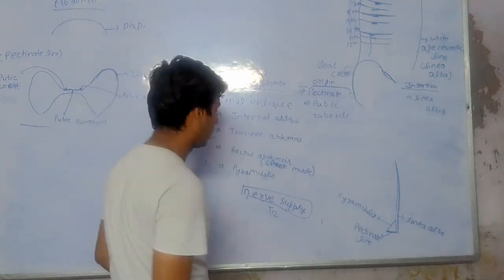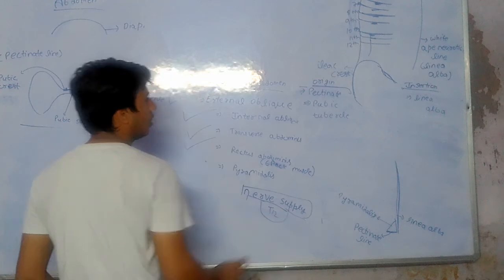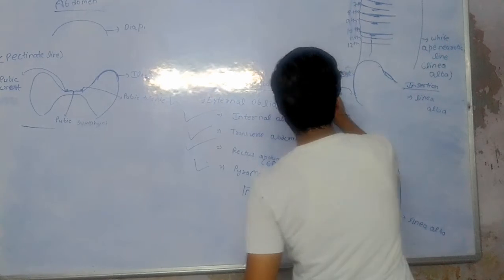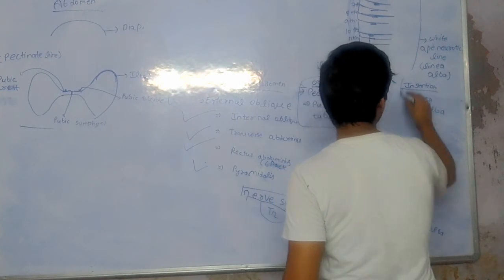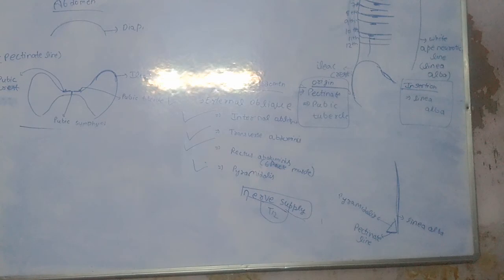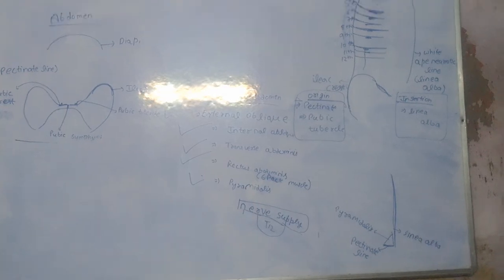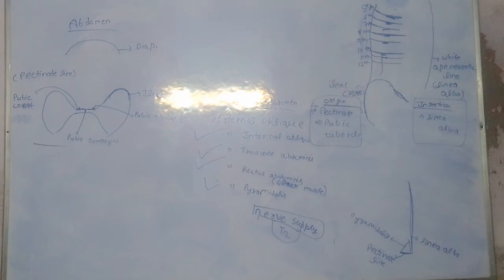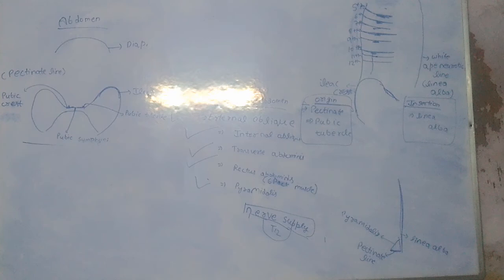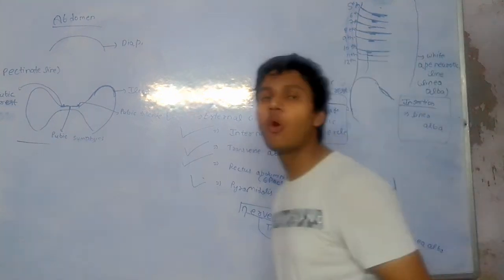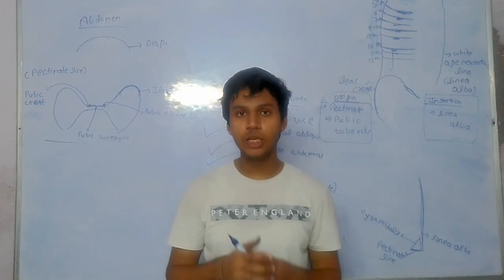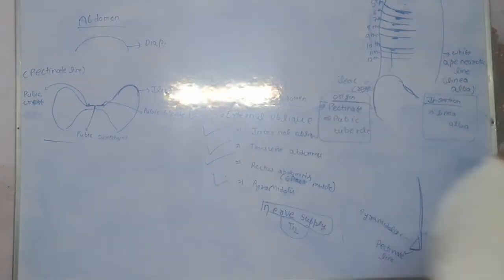Not all. Remember. So you can note this: origin, insertion, and nerve supply. So basically these are the walls of the abdomen and some muscles of the abdomen. Next time we will cover the formation of rectus sheath and inguinal canal. Thank you.